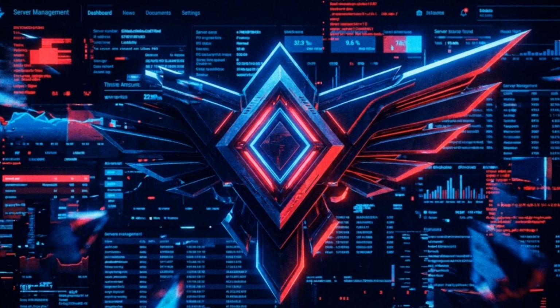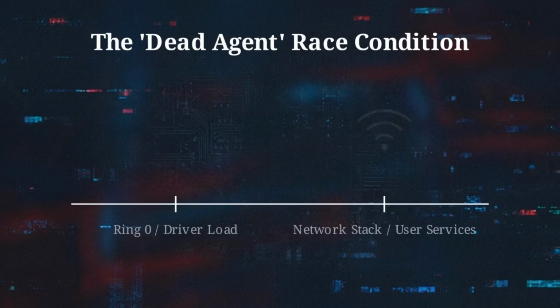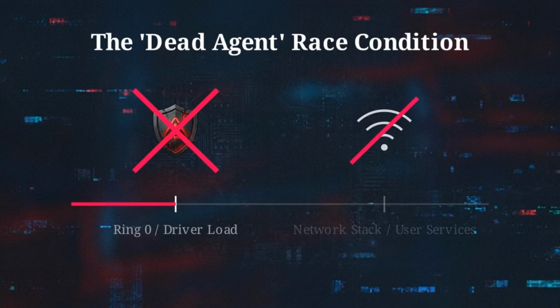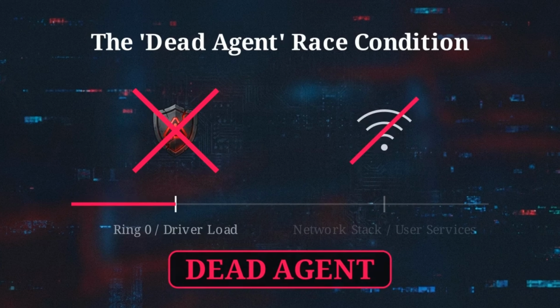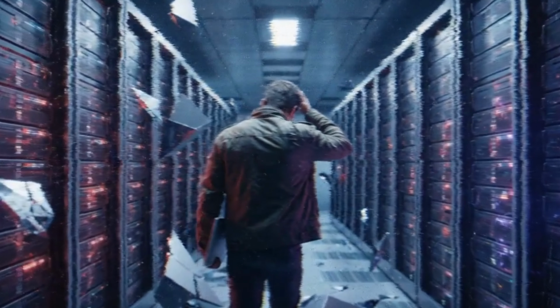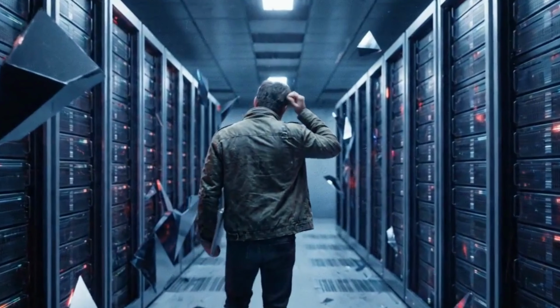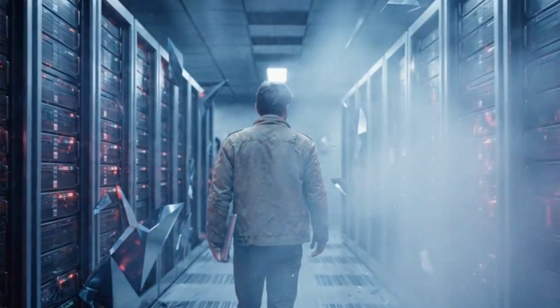So why couldn't they just push a software patch over the internet to fix the computers that had already crashed? Looking at a boot timeline, the problem is clear: a dead agent race condition. Since the error was embedded in Ring 0 during early boot, computers crashed before network stacks could initialize. They had no internet connection to receive the fix. This forced IT administrators to physically walk to millions of individual servers and laptops, boot them into safe mode, and manually delete the bad file.